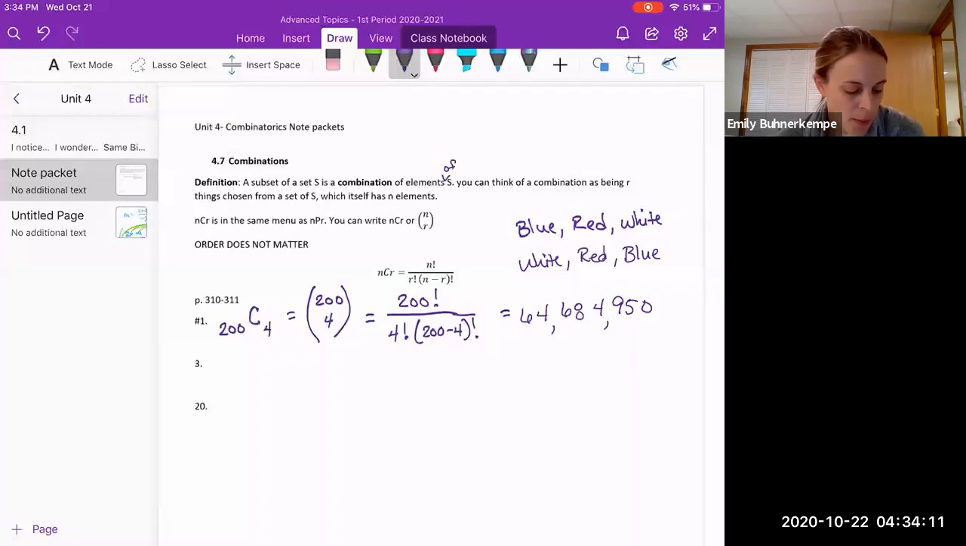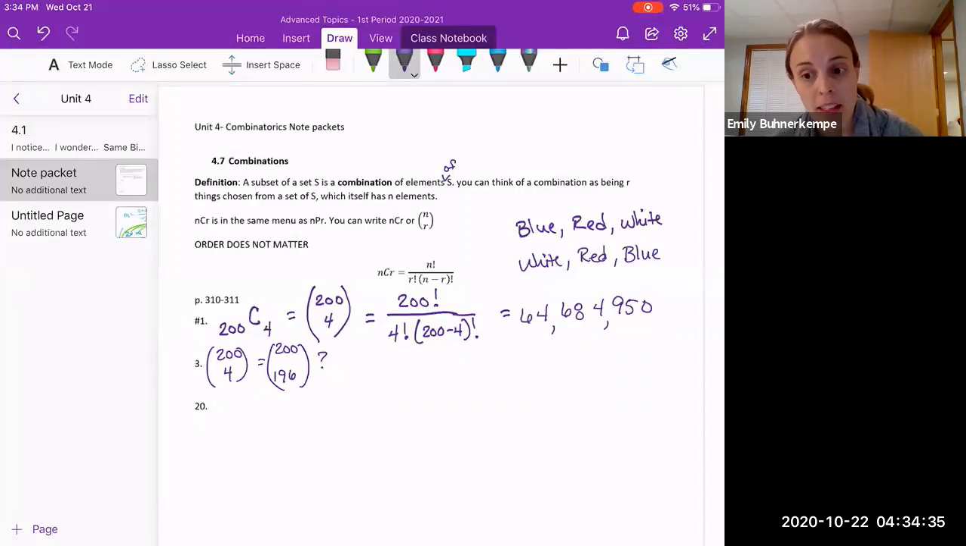Now let's take a look at number 3. So in question number 3, it says, explain why 200C4 is the same as 200C196. So they're saying, why is 200 choose 4 the same as 200 choose 196? So first of all, I would encourage you to type both of those numbers into your calculator and verify that they really are the same number. They are.